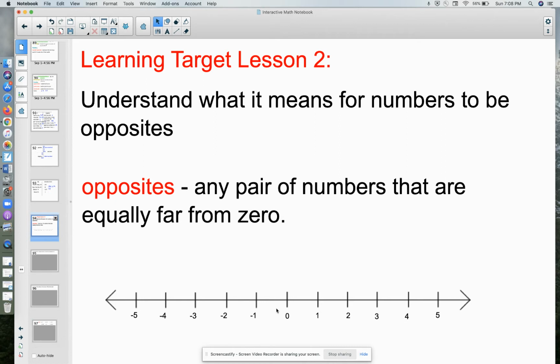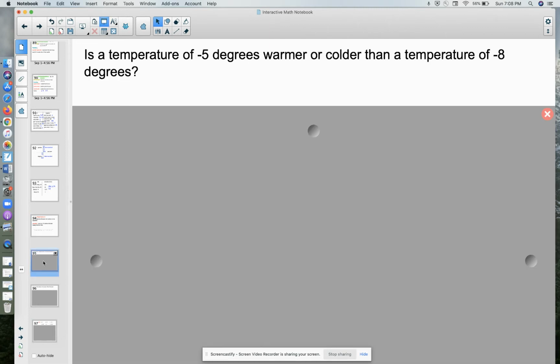All right. So you can take out a piece of paper and we're going to do this together. And then after you're done, you're going to submit it. Is a temperature of negative 5 degrees warmer or colder than a temperature of negative 8 degrees? All right. So think about it. A temperature of negative 5 degrees, is that warmer or colder than a temperature of negative 8 degrees?